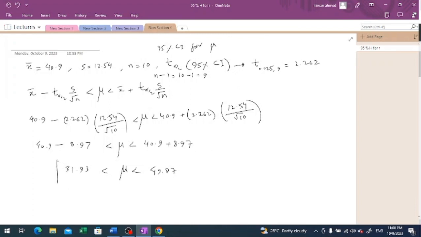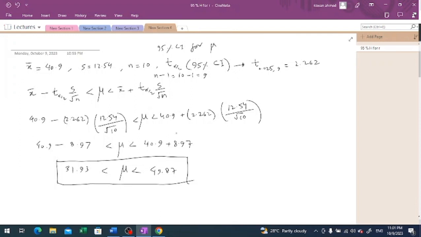Now, how can we interpret this answer? We can interpret this answer as, we can be 95% confident that the mean wage of all the workers working in the construction industry lies between $31.93 and $49.87.